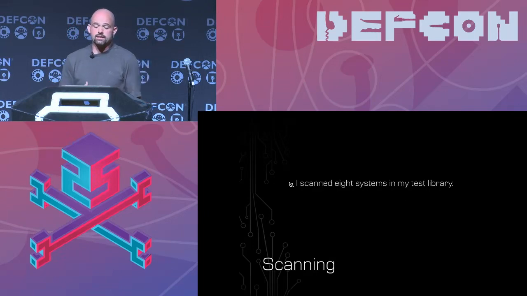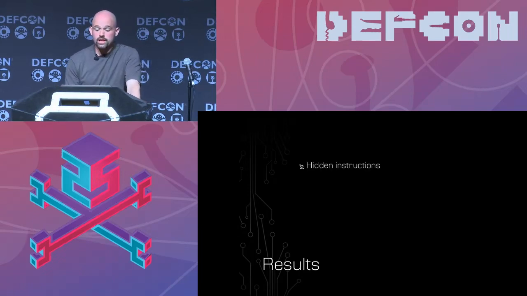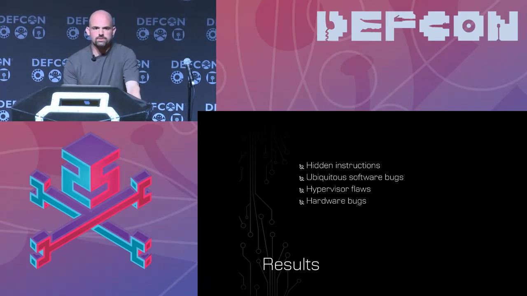I scanned 8 of the systems in my test library, and I want to share with you the things that we found, because we found some really interesting things. First, we found hidden instructions in every single processor that we scanned. We found ubiquitous software bugs, hypervisor flaws, and some very, very serious hardware bugs as well.